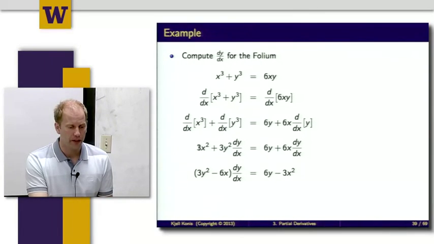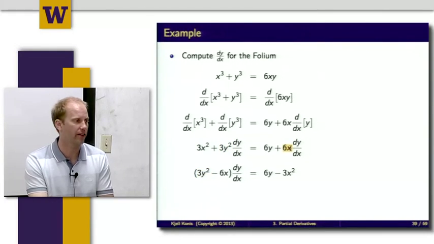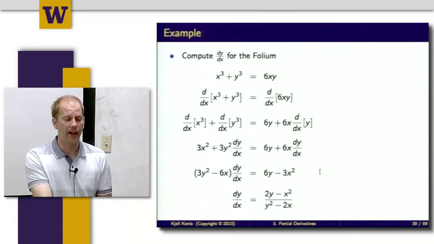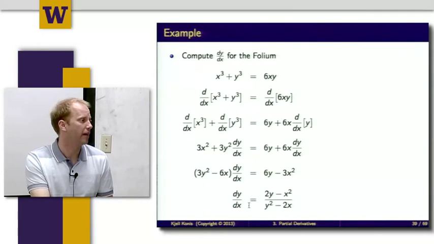So I'm going to end up with, so here I had a positive 3y squared. That's where this came from. And then I had a 6x on this side. But when I move it to the other side, it'll become minus 6x. So I have 3y squared minus 6x times dy/dx. And then everything else, so 6y minus 3x squared on the right-hand side. And then I'm just going to divide both sides by 3y squared minus 6x. And that gives me an expression for my derivative.